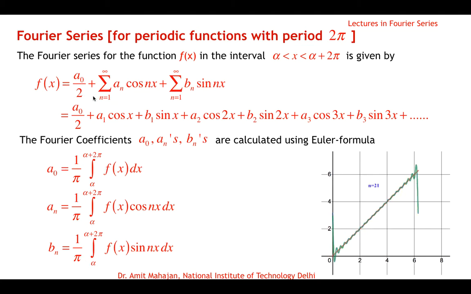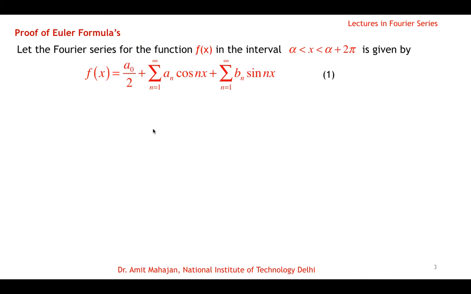To prove this, let f(x) have an infinite series expansion of this form, and then we will prove that these three formulas are true for the constants. So I am saying that the Fourier series for the function f(x) in the interval alpha to alpha plus 2 pi is given by this infinite series. Let this function have this infinite series expansion.